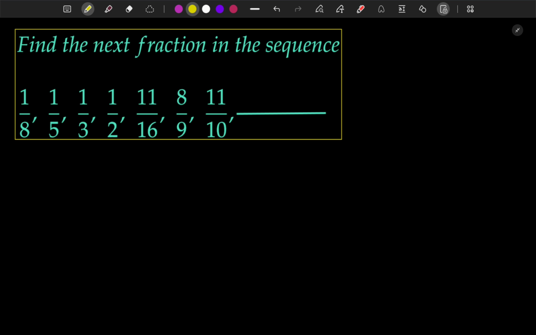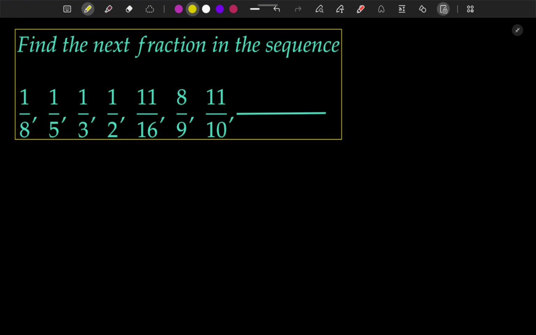Generally, people will try to find the differences, just like here 8 minus 5, it is 3, here 5 minus 3, it is 2, here 3 minus 2, it is 1, here 3, 2, 1, and the next difference must be 0. But here, let us see, the next difference is going to be minus 14. Therefore, this sequence has failed here. Therefore, we need to search for another method.